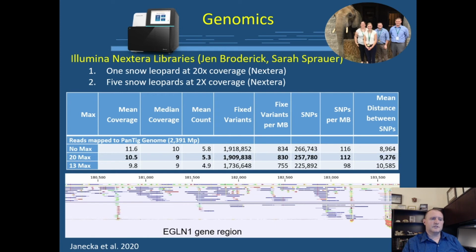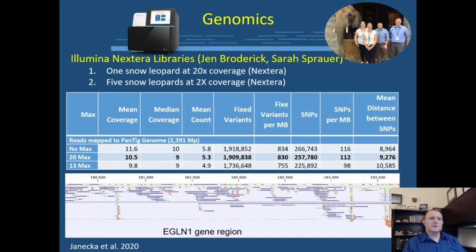And so what we did initially is we sequenced the entire genomes of 5 snow leopards using Illumina at 2x coverage and 1 snow leopard at 20x coverage. We did this to try to characterize additional variants, or SNPs, that are present in the snow leopard genome. And we found that there were about 250,000 SNPs that we were able to characterize in this particular species. Now, these snow leopards were all captive individuals, right? So the next question is, how are these SNPs distributed, and are they informative for looking at population structure in wild snow leopards?